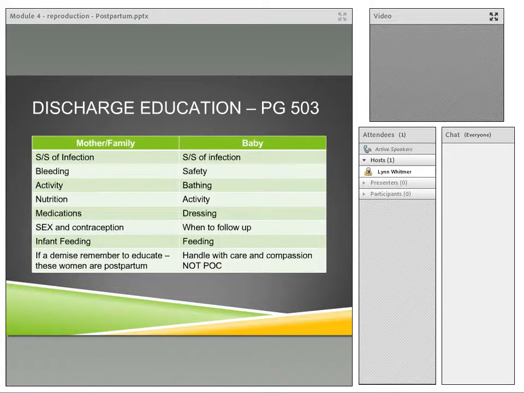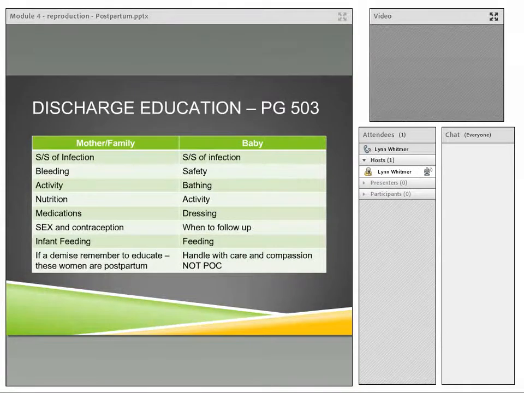Discharge education. As I've always said, education is the key to your nursing career, really is key to your nursing practice. If you don't educate your patients, you haven't done your job. You need to alert the moms about signs of infection for themselves and for their baby. Learn how to take a temperature on a baby. Learn how to take your own temperature, and alert somebody if you think that there's an infection starting. You're very prone to infection after having a baby if you're not using proper hygiene.